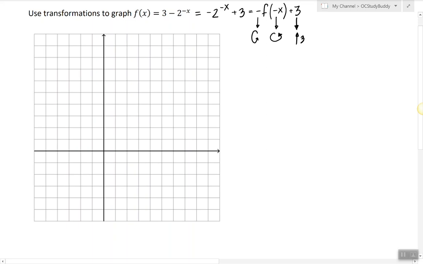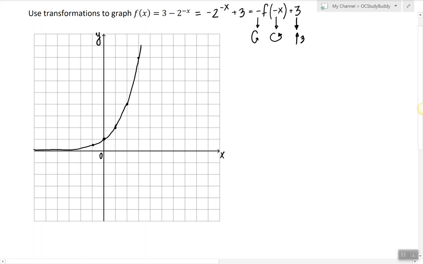And the parent function is 2 to the x, so I'm going to start with the graph of the parent function. And it has a horizontal asymptote at y equals 0. And it will be only affected by the vertical transformations, such as vertical shift.